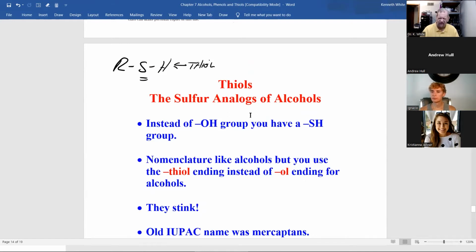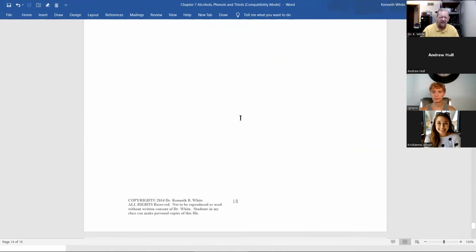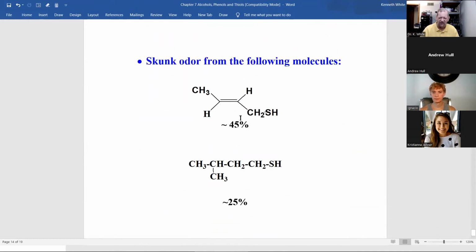Now, the important thing you should know, thiols stink. What do you mean thiols stink? Well, if you smell a thiol, you're going to say, oh, does that stink? How stinky could that get? I'm going to skip a slide and go to this slide.